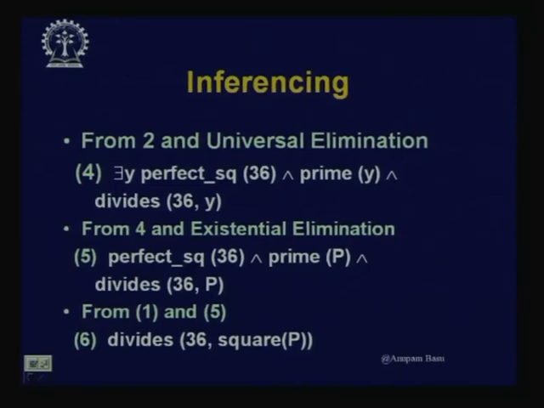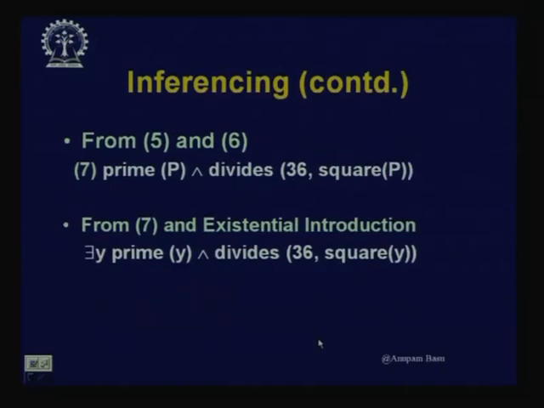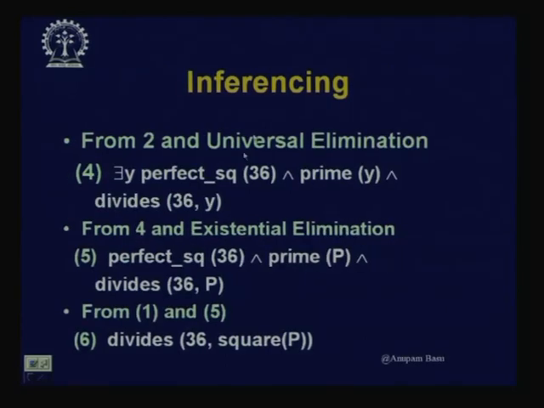Now, this is the sixth one. What is the next one? So, I get divides 36 square p. Now, from 5 and 6, prime p and divides 36 by square of p. What was 5 and what is 6? 5 was this, perfect square 36, prime p and divides 36 p, and I get p as divides 36 square of p. So, in place of p I can simply put square p, here also square p. So, what do I get?